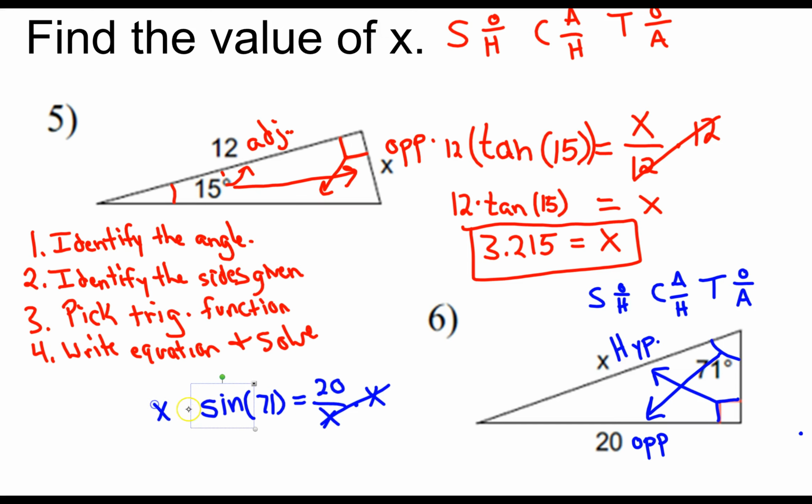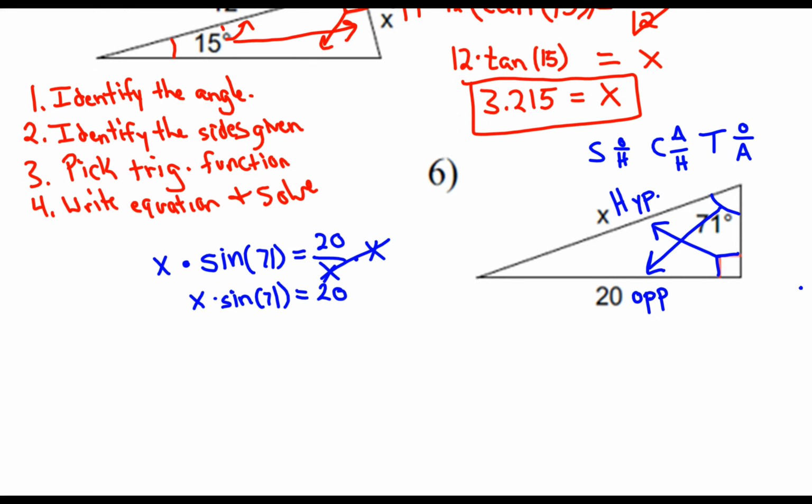We're going to multiply by x on this side. So now what we're left with is this. Let's rewrite this line: x times the sine of 71 is equal to 20. All right, so now this is the part that gets a little tricky. We want to get x by itself.